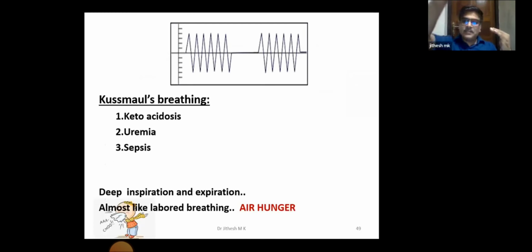There will be deep inspiration like this. Both the expiration and inspiration will be deep, and there will be no wheezing zone. Again, it will be like this.